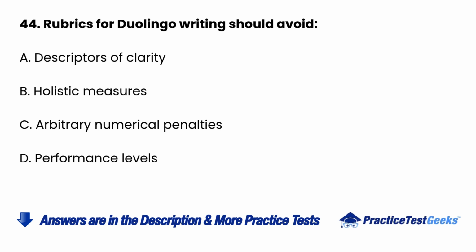44. Rubrics for Duolingo writing should avoid: A. Descriptors of clarity. B. Holistic measures. C. Arbitrary numerical penalties. D. Performance levels.